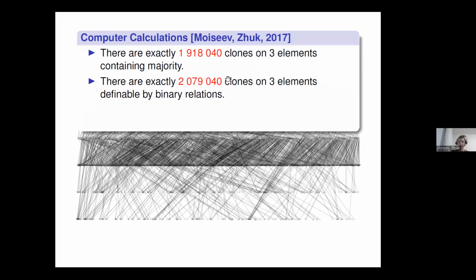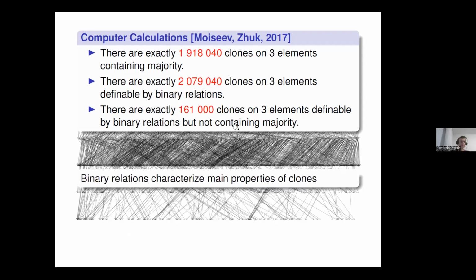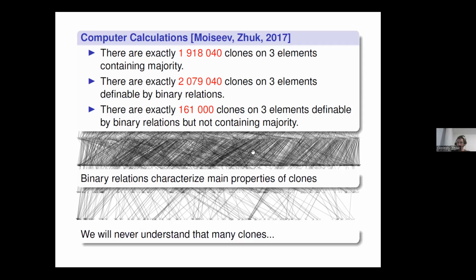Then we did even more. We were lucky and we managed to find all clones definable by binary relations. Not all of them contain majority. And finally, coincidentally, the number of clones definable by binary relations containing majority is exactly this, 161,000. Anyway, we found this many clones. And this is somehow very bad because we understand that by binary relations, we define some fundamental properties. And even using these fundamental properties, we can define more than 2 million clones. It's too much. And we will never understand this many clones.